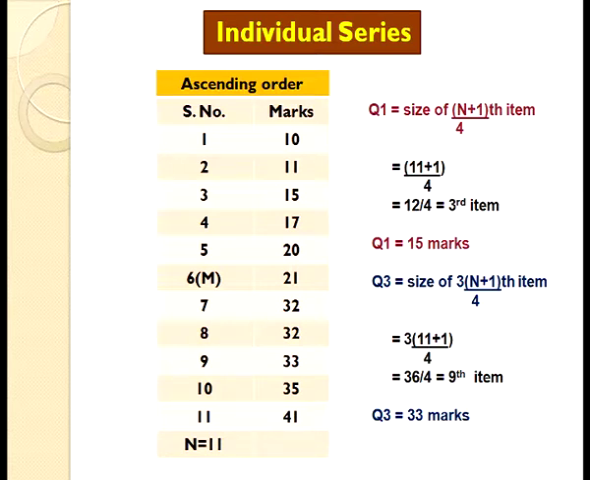So, the 3rd item over here is 15. So, Q1 is equal to 15 marks. Now, for Q3, first we will write the formula, that is size of 3 into (n plus 1) by 4th item. We will put the value of n as 11 and we get the 9th item. So, in the marks the ninth item is 33. So, Q3 is 33 marks.